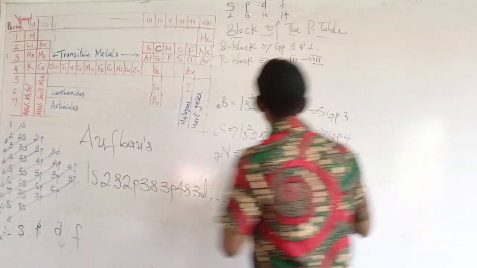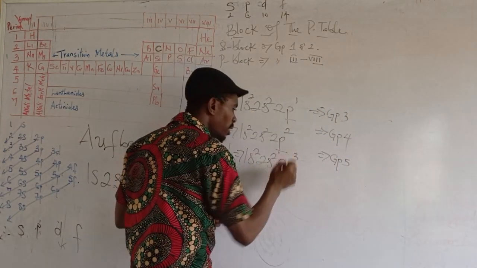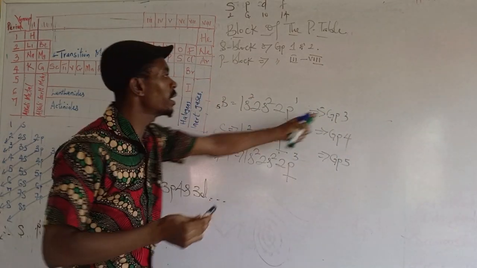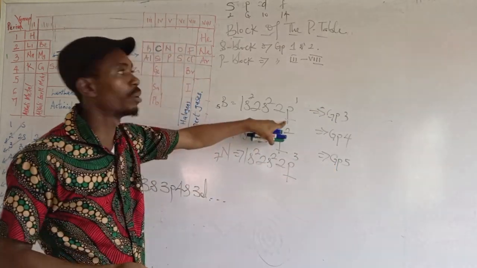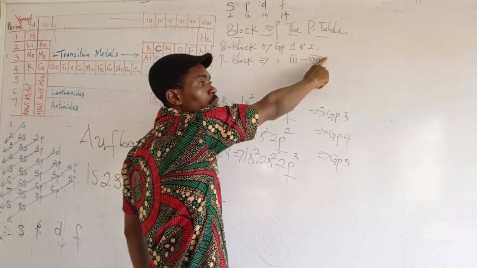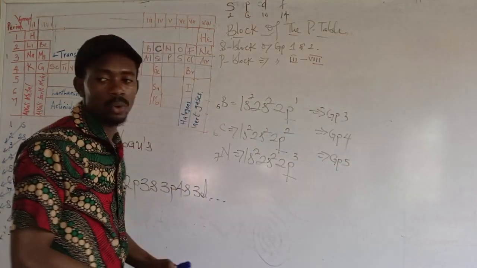What do you observe? This ends at p, this ends at p, this ends at p. Which means group 3, group 4, group 5, and also groups 6 and 7 to 8 are in the p block. So group 3 to 0, or to group 8, are in the p block.